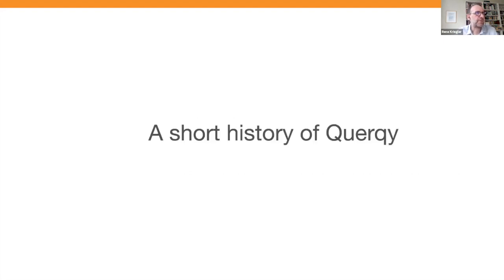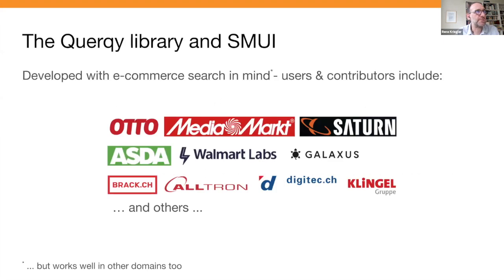So a short history of Querqy. Basically, it's a query rewriting library and mainly used in e-commerce search, but it's also applicable to other domains. But as this is an e-commerce search event, I think this is a great place where it fits in. We've put on this slide a number of brands and sites that are using Querqy, but there are quite a number of further sites. On average, you get about 4,500 downloads per month. So we don't really know who uses it. And I think that's great for a software project.